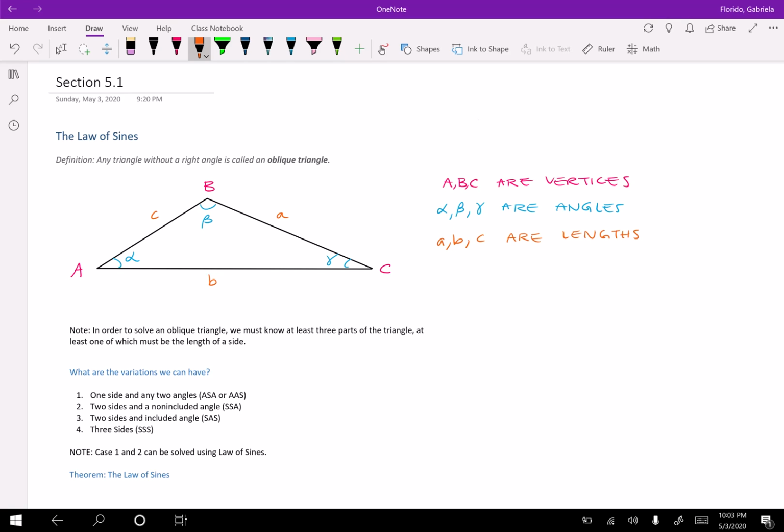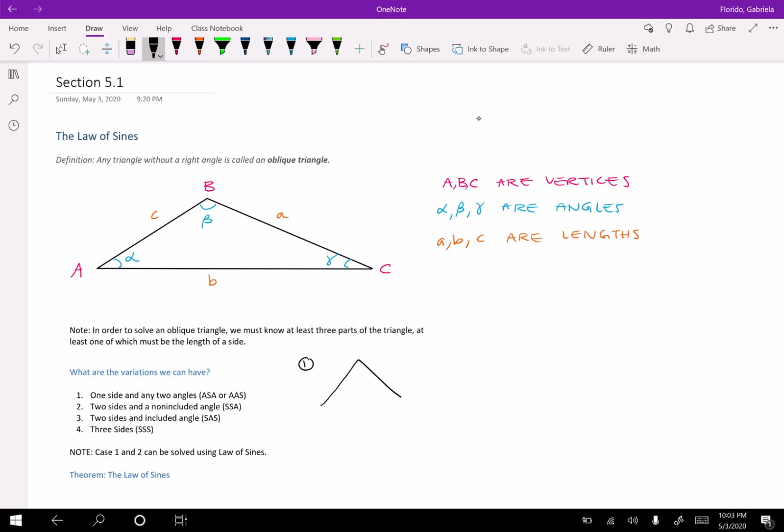So in order to solve an oblique triangle, we must know at least 3 parts of the triangle, at least one of which must be the length of a side. So what are the variations that we can have? We could have one side and any 2 angles. So angle, side, angle, or angle, angle, side. Let me just draw some pictures to go along with this.